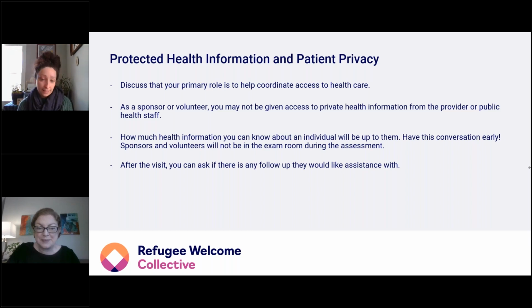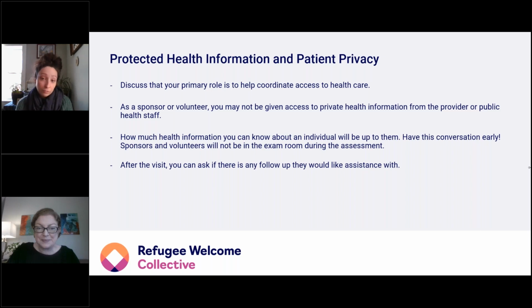Sponsors and volunteers will not be in the exam room during the assessment, right? That's not appropriate. A provider would not allow that unless the individual explicitly asks, which in my experience is generally not the case. After the visit, I just recommend asking really broadly and generally, is there any follow-up you want assistance with, right? Leave the decision and the responsibility to think about that on the individual. We want to make sure we're not prying into their private health matters, but that you're there as a resource if needed.